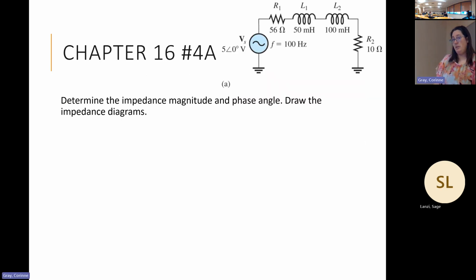So let's do some examples. So this is 4A here. We want to determine the impedance magnitude and phase angle, and we want to draw the impedance diagrams. So I want you to go through and find your Z and theta values, and then give it a shot on drawing that impedance diagram. And feel free to discuss with your neighbors as you work on that.